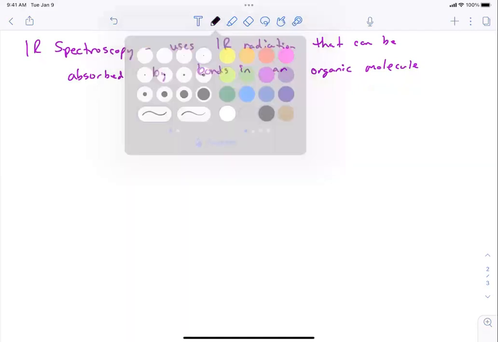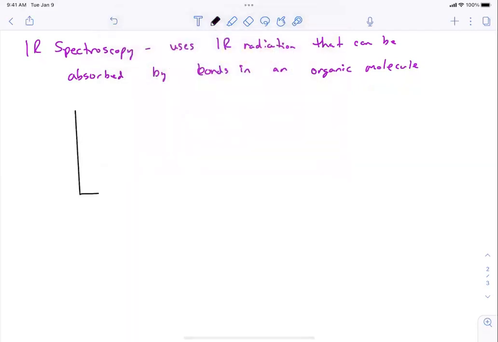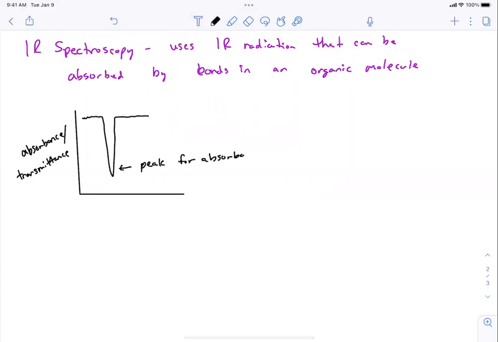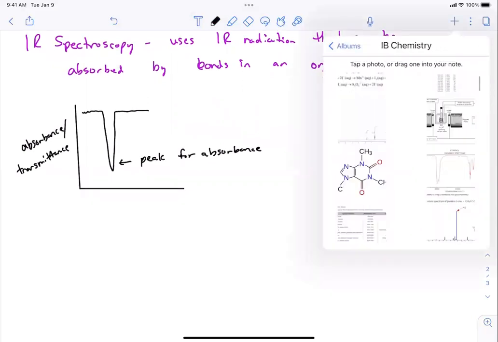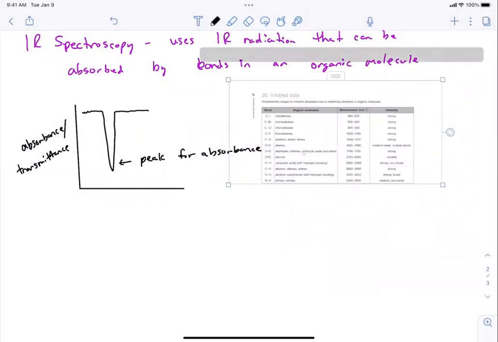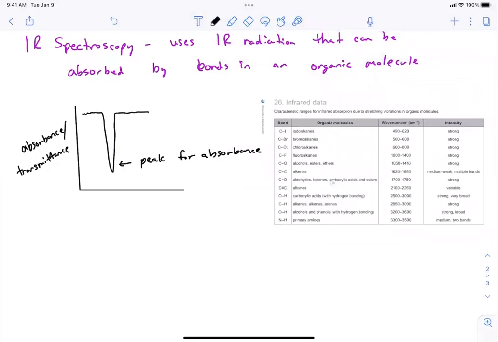So the idea is that, and this is a small one, you don't have to draw this one big, this is measured as absorbance or transmittance. Now those are opposite. So 100% absorbance is 0% transmittance, but regardless, you have this kind of peak for absorbance. And that peak tells you there's a bond present that's absorbing that infrared frequency. And we have a table that helps you identify what type of bonds might be present. And these are the only bonds that the IB is going to hold you accountable for.